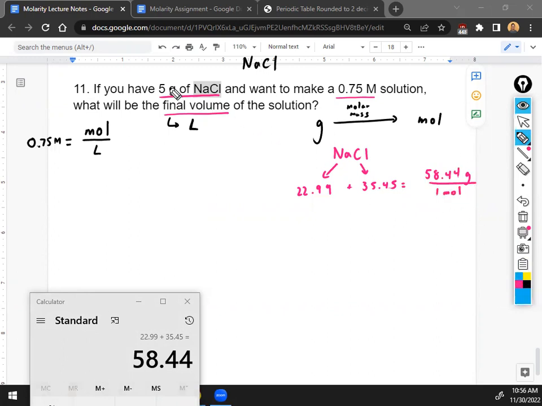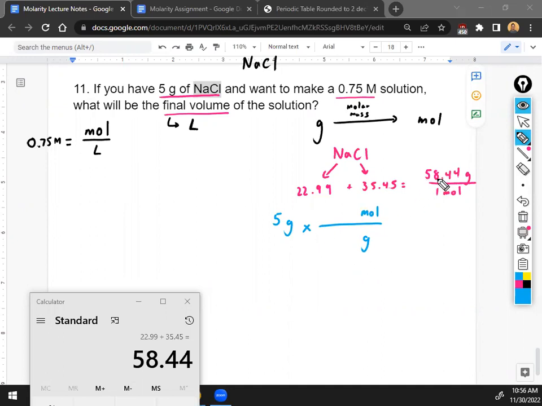All right, so what we're going to do now is take our 5 grams of NaCl and multiply that by the molar mass. If you guys remember, we want to get rid of grams, so we put grams on the bottom, right? And then we're going to put moles on the top.